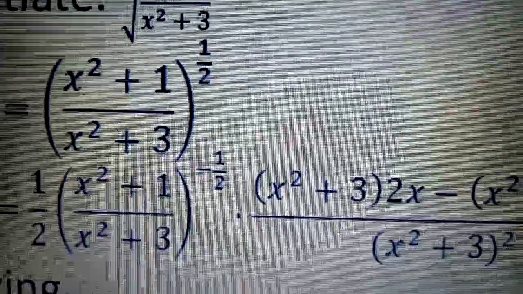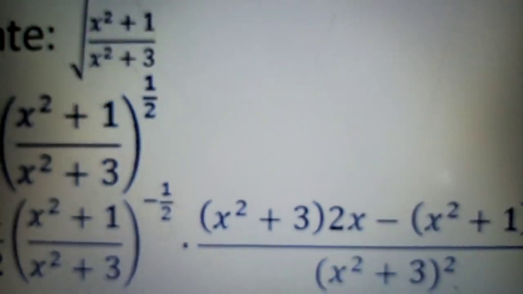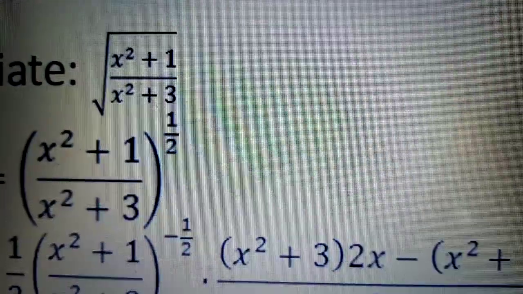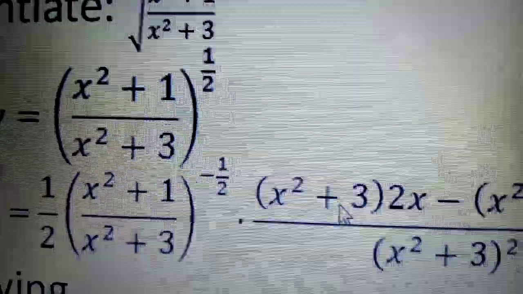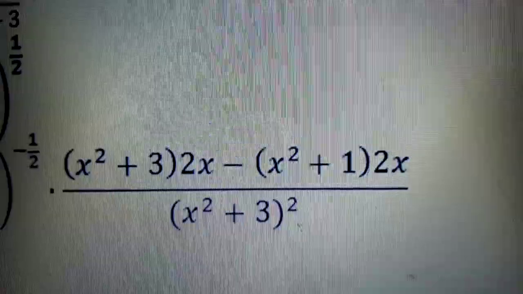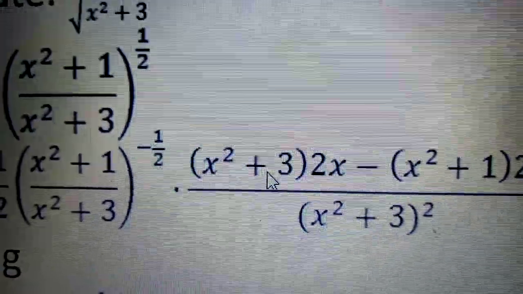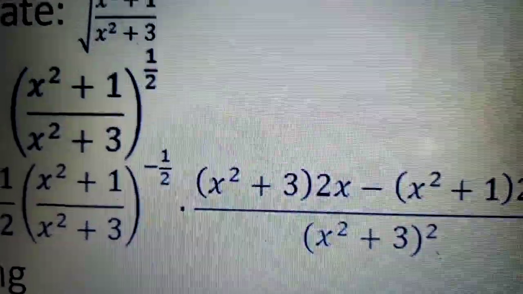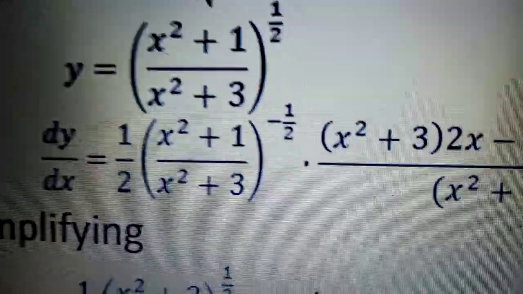So we hold the denominator, x squared plus 3, and differentiate the numerator, that's 2x. Then this time around, we hold the numerator, x squared plus 1, and differentiate the denominator. The derivative of x squared plus 3 is also 2x. Then everything is divided by the denominator all squared, x squared plus 3 all squared.